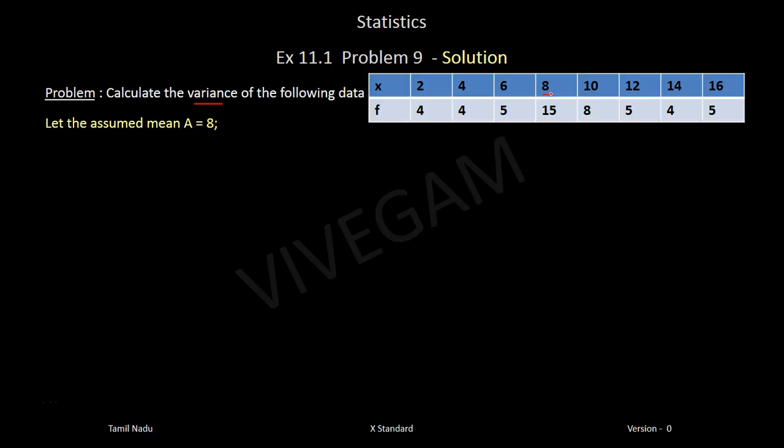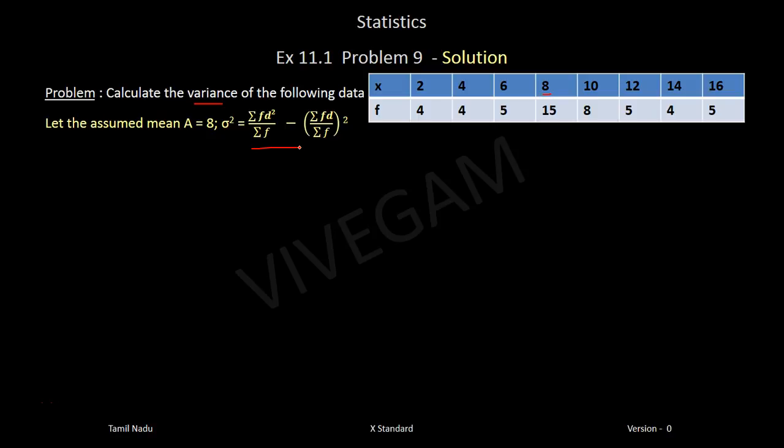I have taken 8 as the assumed mean. You can try that with 10 also. The answer will be the same. And when you assume the mean, the variance is given by sigma square, that is the square of the standard deviation. The right hand side is the same, the only thing is that it does not have the square root. That's the key point which you'll have to remember.